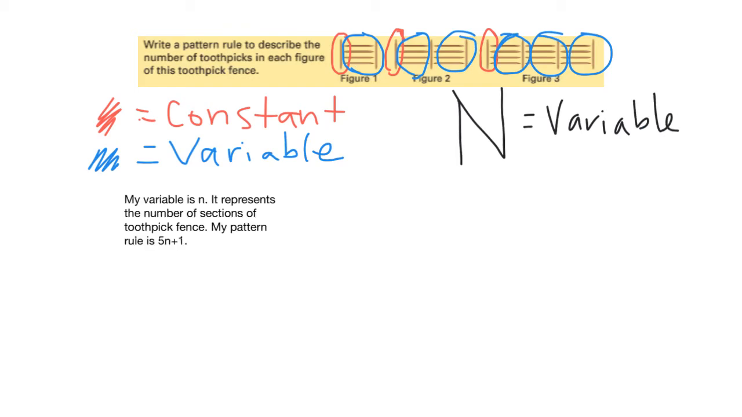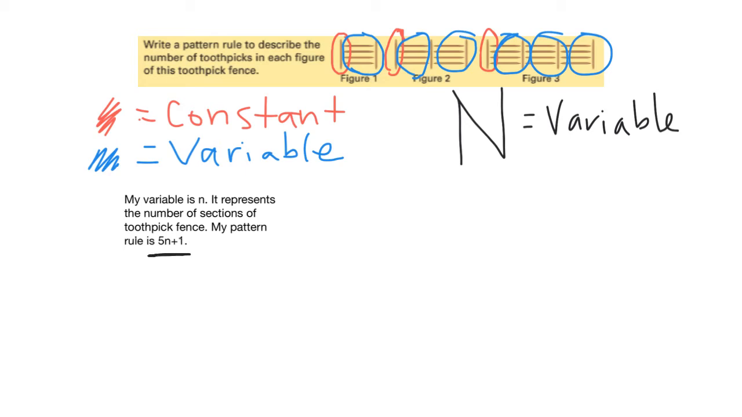So I have written my pattern rule now. I said that my variable is n and it represents the number of sections of toothpick fence. And my pattern rule is 5n plus 1. And we've talked a little bit about this before, about the zero value term and the common difference fitting into that equation. And I will come back to that later. But right now, I just want you to look at this model and the blue and the red, the constant and the variable.